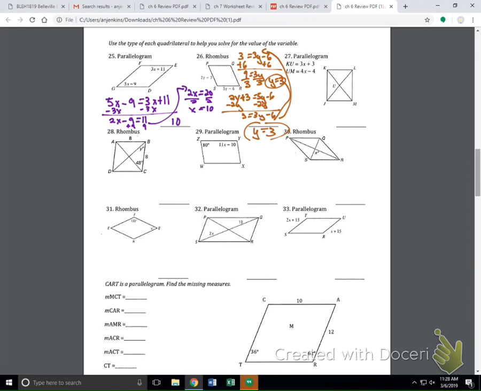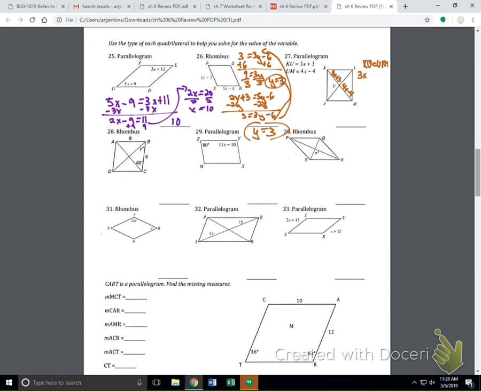Okay, and then the last one on this group is, oh, it's not. We have 3 more. Okay, so it's a parallelogram, and it tells us KU, so this portion here, is going to be 3x plus 3. Can you read that? Kind of, okay. And it tells you UM is 4x minus 4. This makes you remember the properties of a parallelogram. You know in a parallelogram that the diagonals bisect each other. So that means that KU is going to be equal to UM.